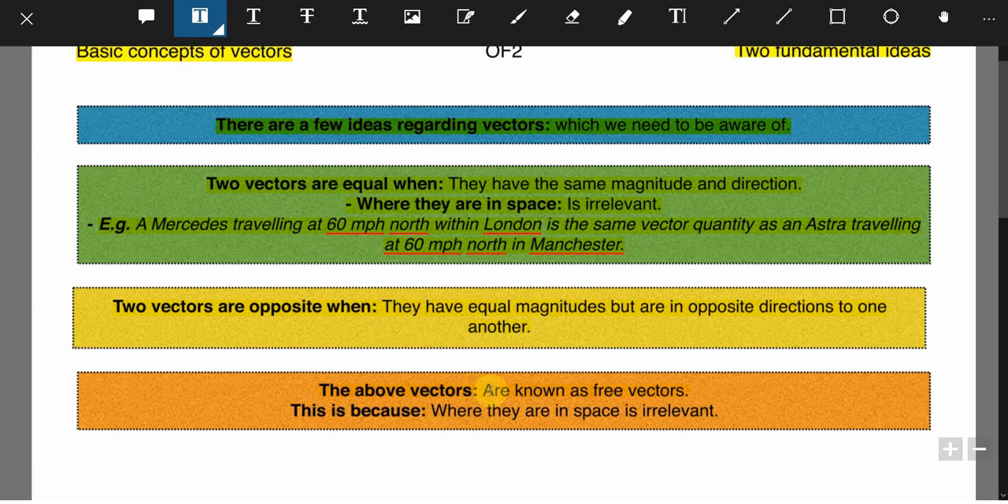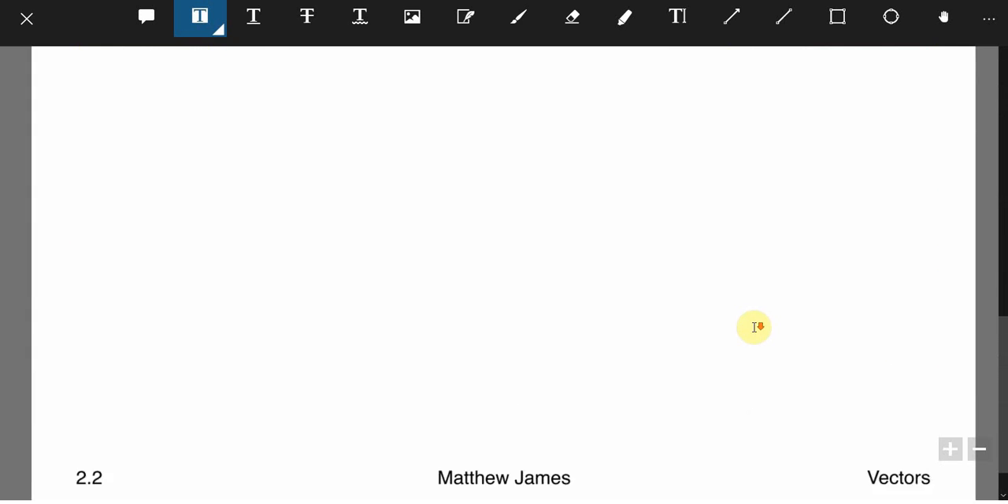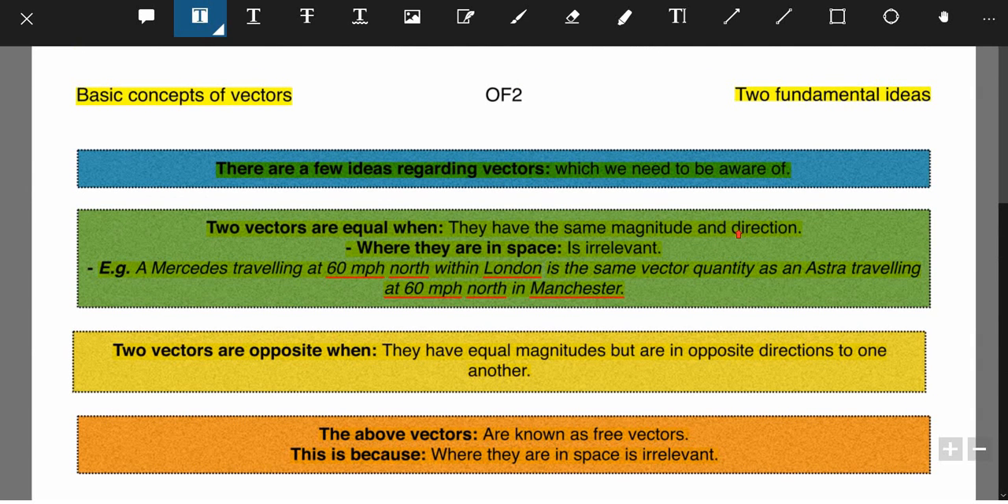And for the above vectors, as we now know, they're known as free vectors, and the reason, I'll reiterate, is because where they are in space is irrelevant. So I hope that makes sense, and that's it for 2.2, which is two fundamental ideas.